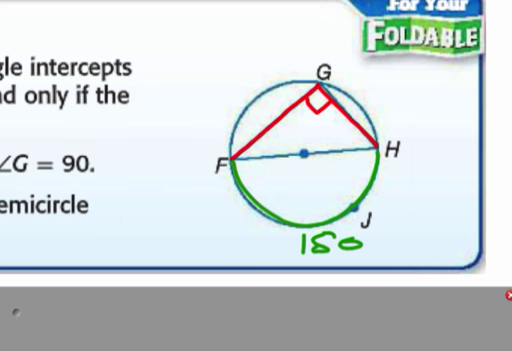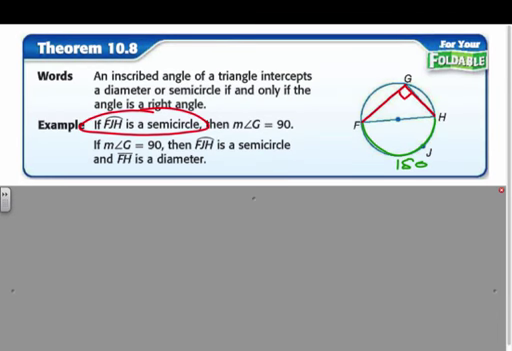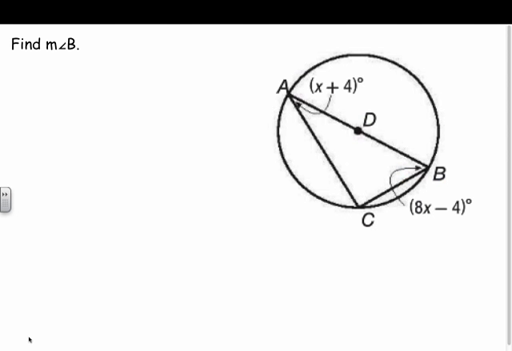And that's what this is stating here. So if you have a semicircle or we intercept a diameter, then the inscribed angle is half of that, which has to be 90 degrees, so we get a right angle. So anytime you have an inscribed angle on a diameter, it's 90 degrees. Oh, I got one more. Let's use that information here.